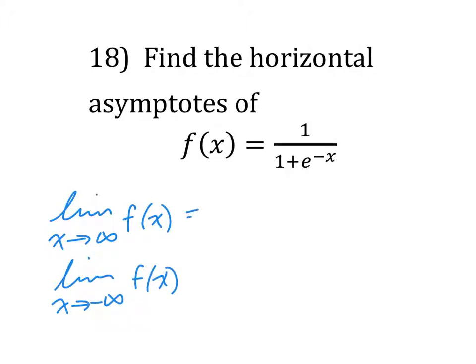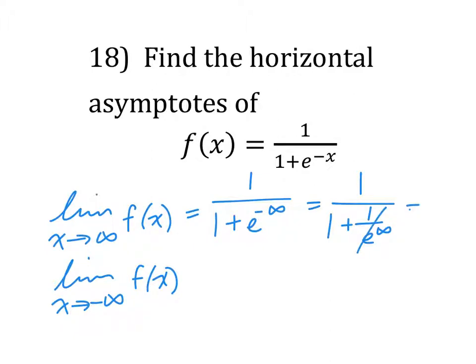When x is going to infinity, what is that? Yes, it is 1. So 1 over 1 plus e to the negative infinity. 1 over 1 plus 1 over e to the infinity. That's what negative means, right? That's a 0. So 0.